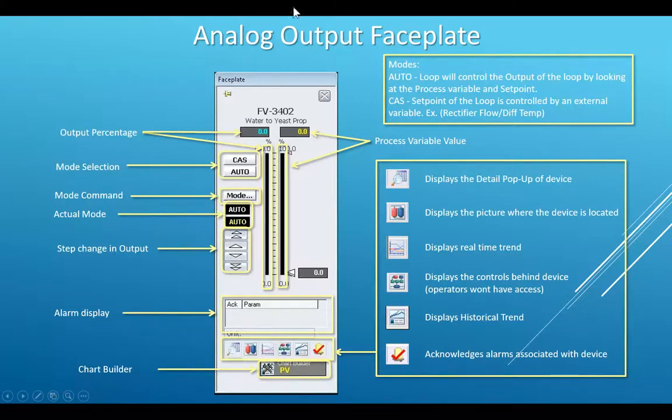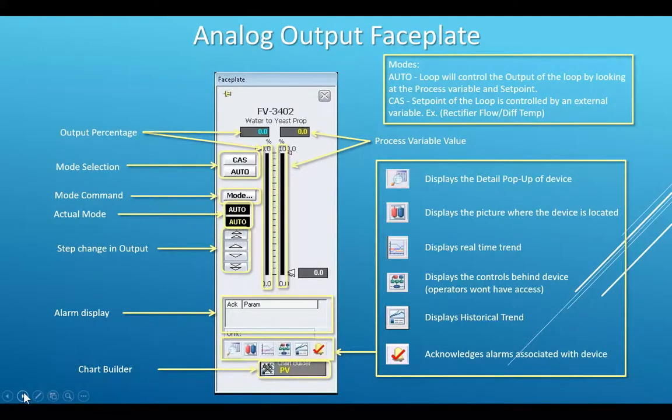So you'll be spending quite a few hours working on analog output faceplates. Try to understand the difference between cascade and auto. That'll be a big help once you understand that. A lot of things will come together quickly. And then the output percentage is the valve position. This process variable is the set point. And then there are various ways to change it. If you push this, one arrow will go up slowly, two arrows will go up quickly.